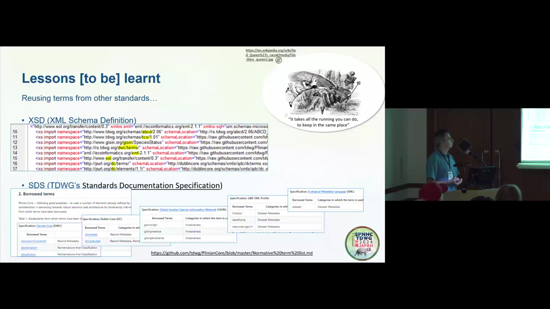Then, following good practice, Plinian Core reuses terms from, I believe, 5 or 6 other schemas. And the matter in this area is that those schemas have a life of their own, they evolve, and basically keeping everything coherent and working together is like the Red Queen dilemma of Alice in Wonderland, that we have to change and track all those changes to keep everything working. And in some cases, that was so hard that we decided to have a local version of the schema from which we borrow the terms.